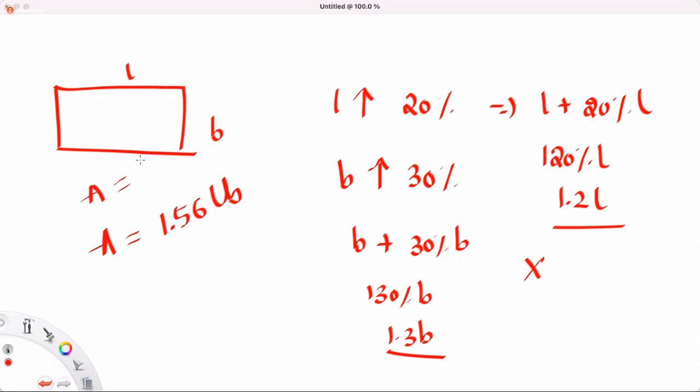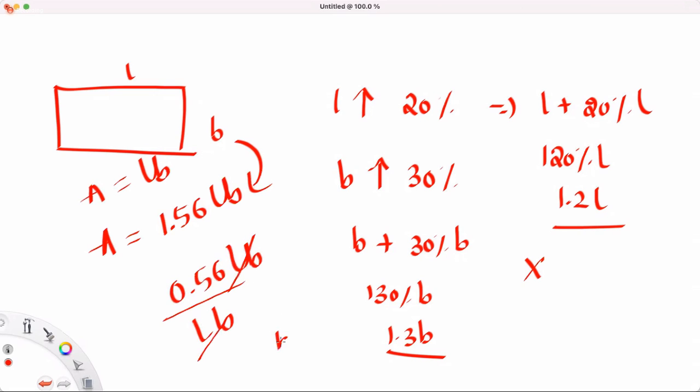Initial area is going to be LB, final area is going to be 1.56 LB. We can say on top of LB, there is an increase of 0.56 LB. LB gets cancelled, it is going to be 56 by 100. We can say the percentage increase will be 56 percentage.